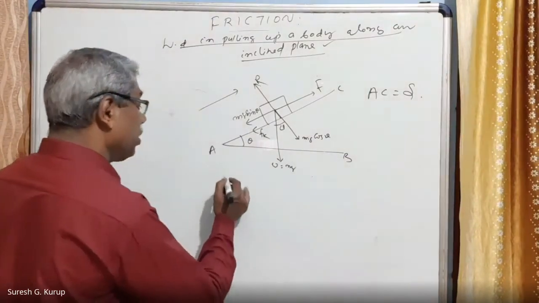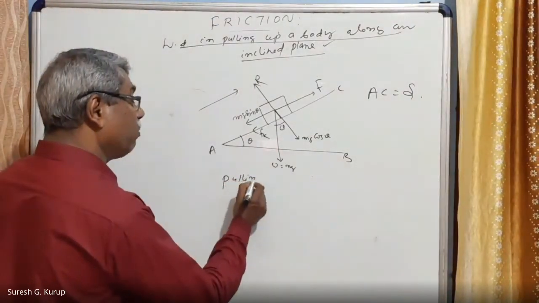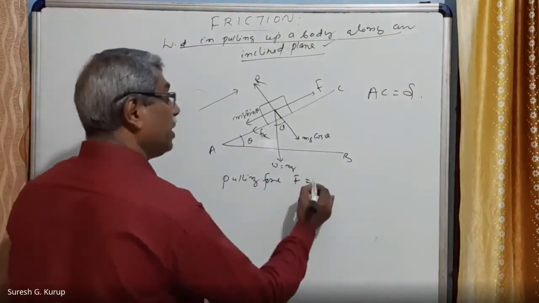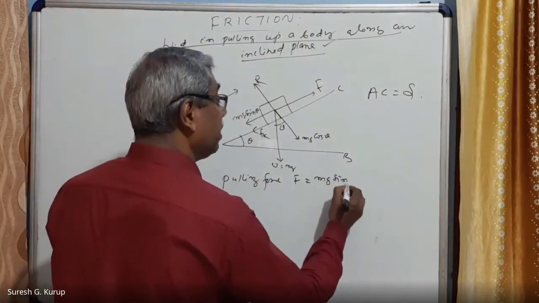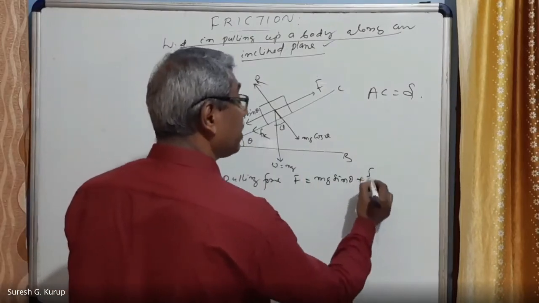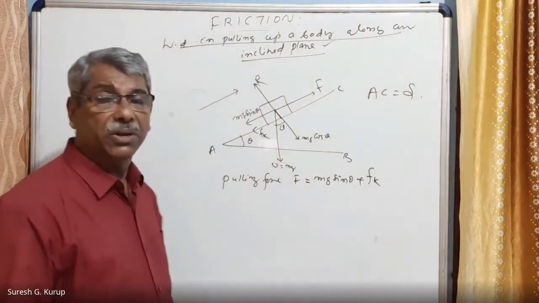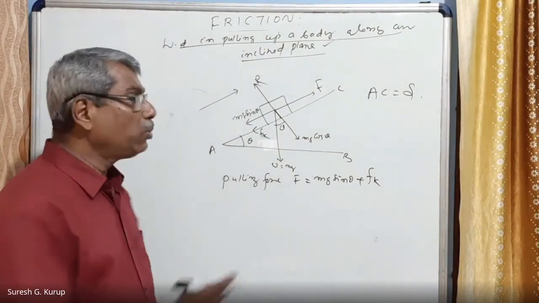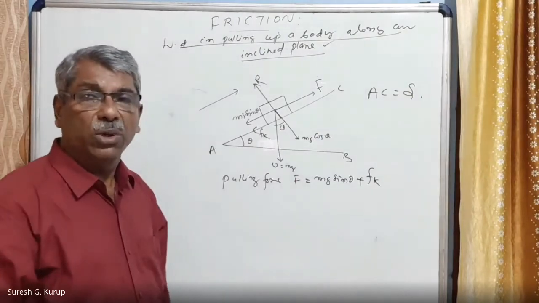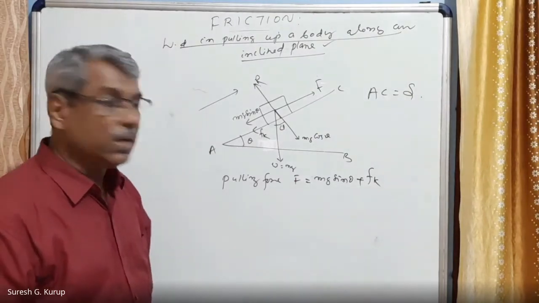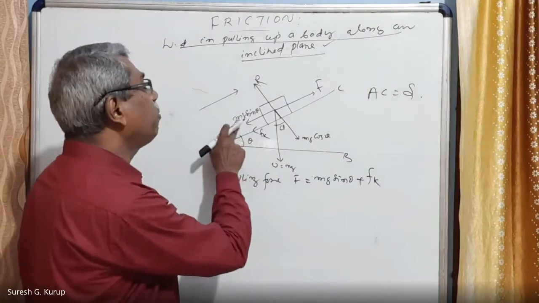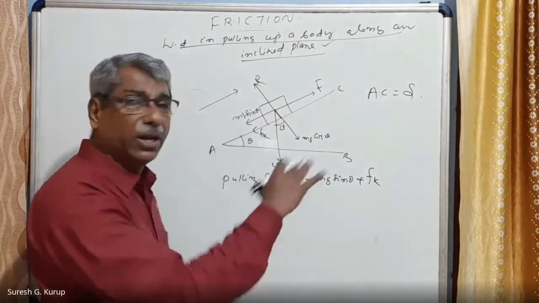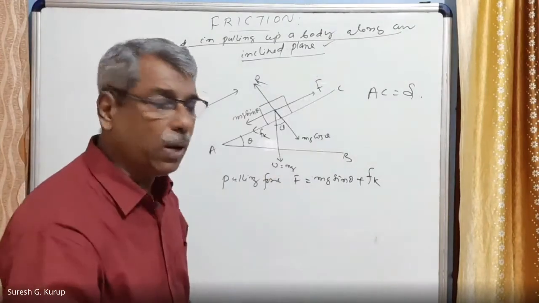So the pulling force F is equal to, in this case, we can write pulling force F is equal to what? mg sin theta plus Fk we will write. This is equation number 1. That means we have to pull a body along the inclined plane through a distance S. For that, what is the total force required? That is equal to mg sin theta we have to overcome, and also Fk we have to overcome. That much amount of force when applied, then the body will smoothly move upwards.